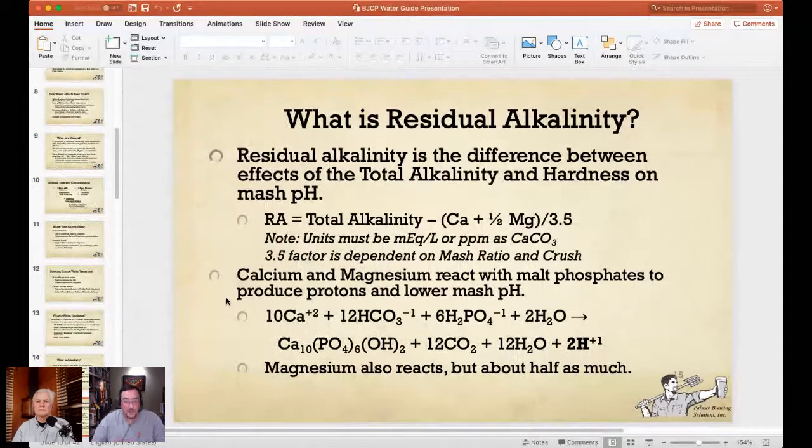How does calcium and magnesium act to lower mash pH, you ask? And this is the equation right here. This is going to be on the quiz later, so you may want to memorize this.